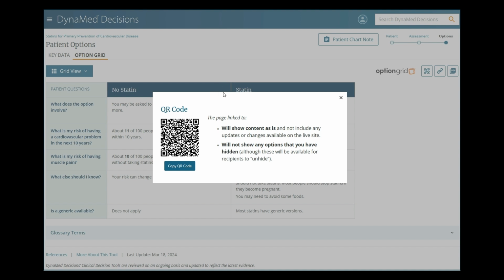In this case, we don't see the option to hide options because there's only two. But if this were a tool where there were 3 or more options, there would be X's in the corner, and there would also be an additional toggle on this side of the tool where you could select which options you wanted to show or suppress for whatever reason as part of the patient conversation.